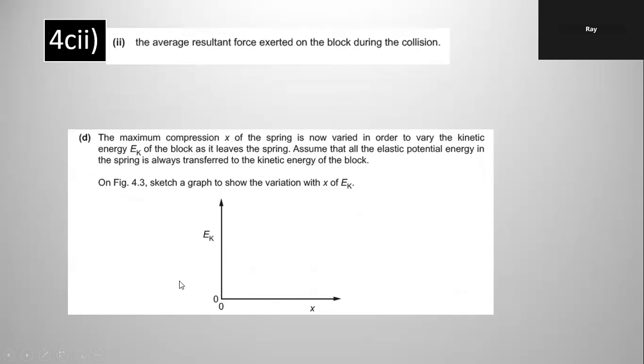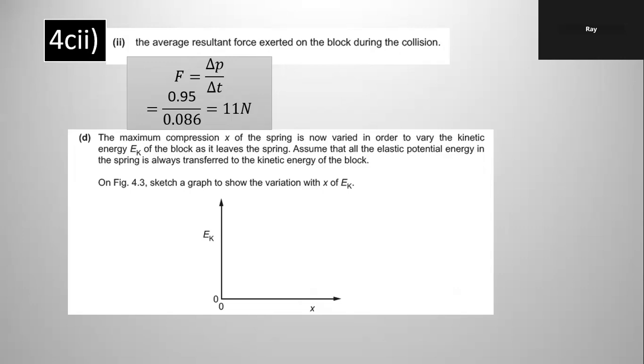Okay, good. Average force, change in momentum over time. 11 Newton. The maximum compression x of the spring is now varied in order to vary the kinetic energy of the block as it leaves the spring, assuming that the elastic potential energy of the spring is always transferred to the kinetic energy of the block. Sketch the graph to show the variation with x of the kinetic energy.